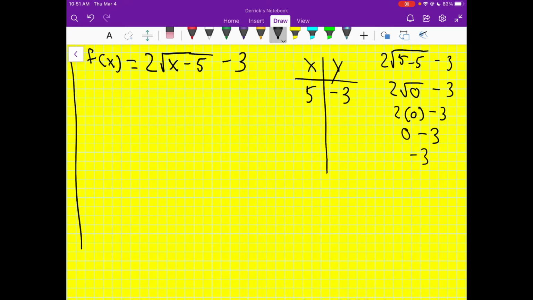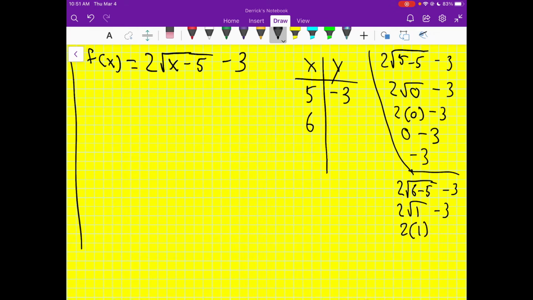Well, we already discussed that 1 square roots perfectly. So the question is, what minus 5 would give me 1? Well, 6 minus 5 would give me 1, so 6 would be a good x value to plug in. If I plug 6 in, that means I've got 2 times the square root of 6 minus 5, minus 3. 6 minus 5 is 1, and like we just said, the square root of 1 is 1. So then, 2 times 1 is 2, and 2 minus 3 would give us negative 1. So there's another point.